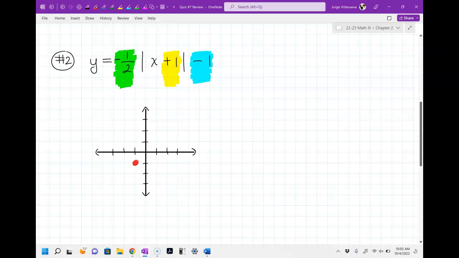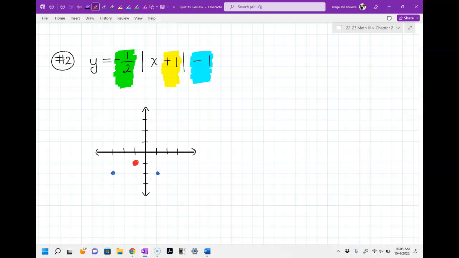Now, notice how A is negative. So it doesn't open up, it opens down, right? It opens down. And what's my slope, or my amplitude? It's negative half. That means down 1 over 2. So look, down 1 over 2 is right here. And down 1 over 2 is right here from the red dot.